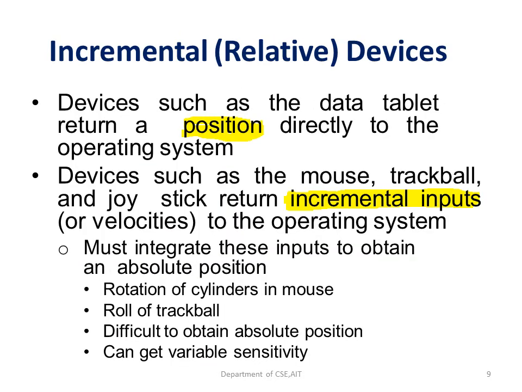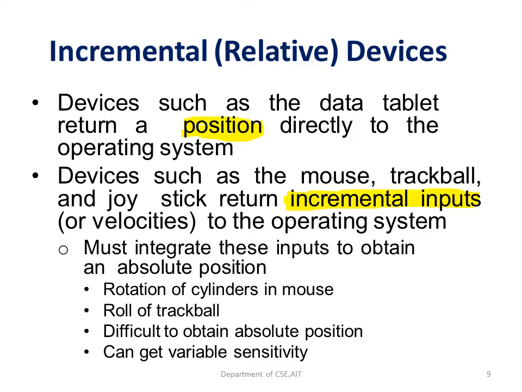Some devices such as the data tablet are going to return a position to the program. Some devices like the mouse, trackball and the joystick are going to return incremental inputs to the program. So the set of values collected are taken into consideration, like rotation of cylinders in a mouse. We are going to get a collection of x and y values. Similarly, the roll of a trackball is going to return some continuous values to the program.